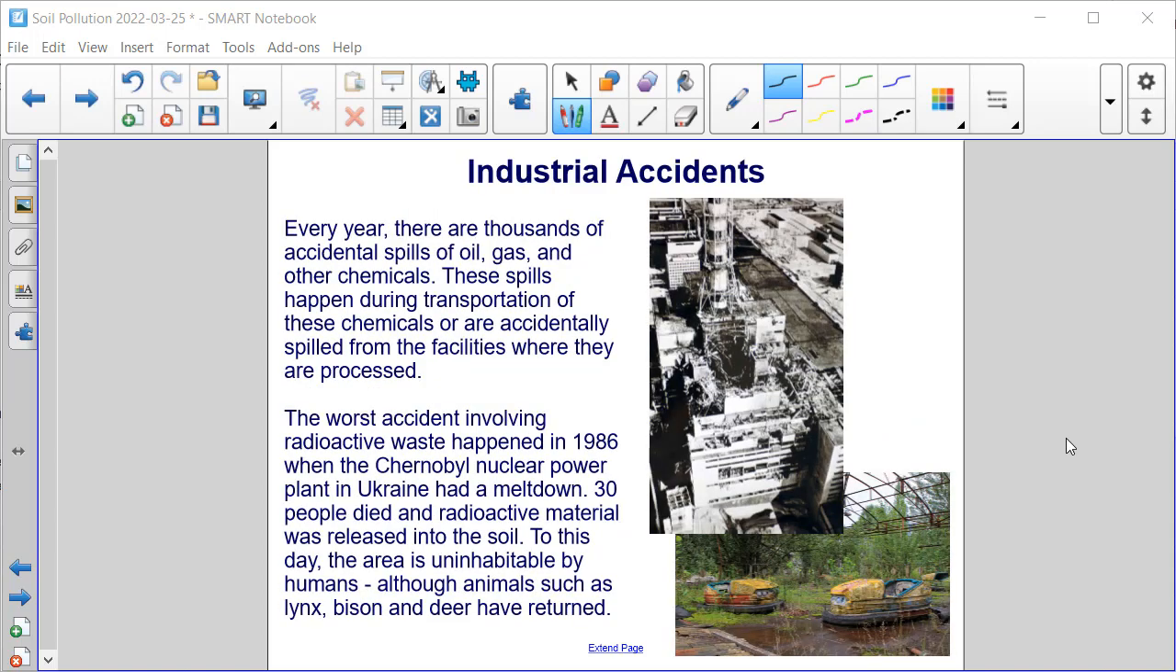Industrial accidents. Every year, there are thousands of accidental spills of oil, gas, and other chemicals. These spills happen during transportation of these chemicals or are accidentally spilled from the facilities where they are processed. The worst accident involving radioactive waste happened in 1986 when the Chernobyl nuclear power plant in Ukraine had a meltdown. 30 people died and radioactive material was released into the soil. To this day, the area is uninhabitable by humans, although animals such as lynx, bison, and deer have returned.